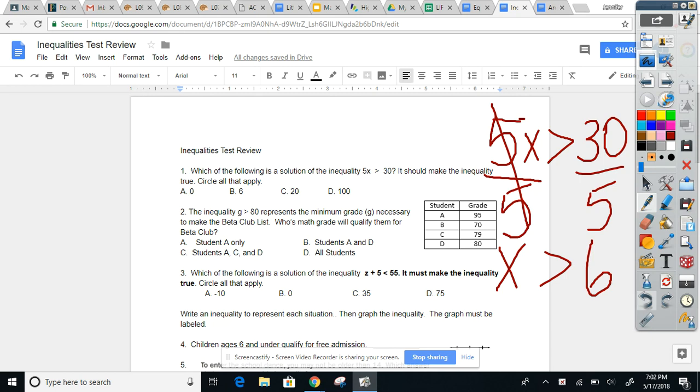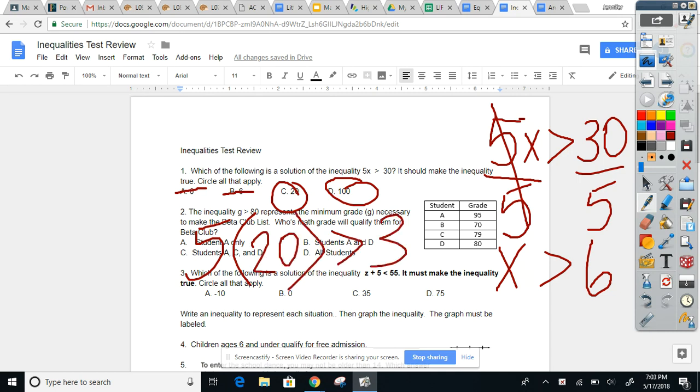If we look at this, is 0 greater than 6? Nope. Is 6 greater than 6? Nope. So then look at C. Is 20 greater than 6? Yes. Is 100 greater than 6? Yes. So if I were to plug in 20 or 100 for x, it would make the statement true. So if we were to do that, 5 times our x, which we're substituting 20 for, is greater than 30.